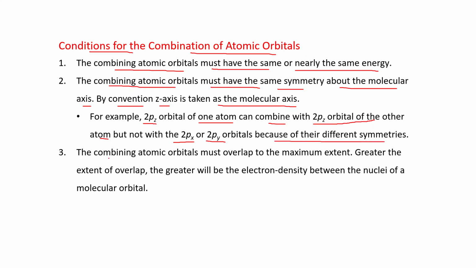The combining atomic orbitals must overlap to the maximum extent. The greater the extent of overlap, the greater will be the electron density between the nuclei of a molecular orbital. These are the conditions.